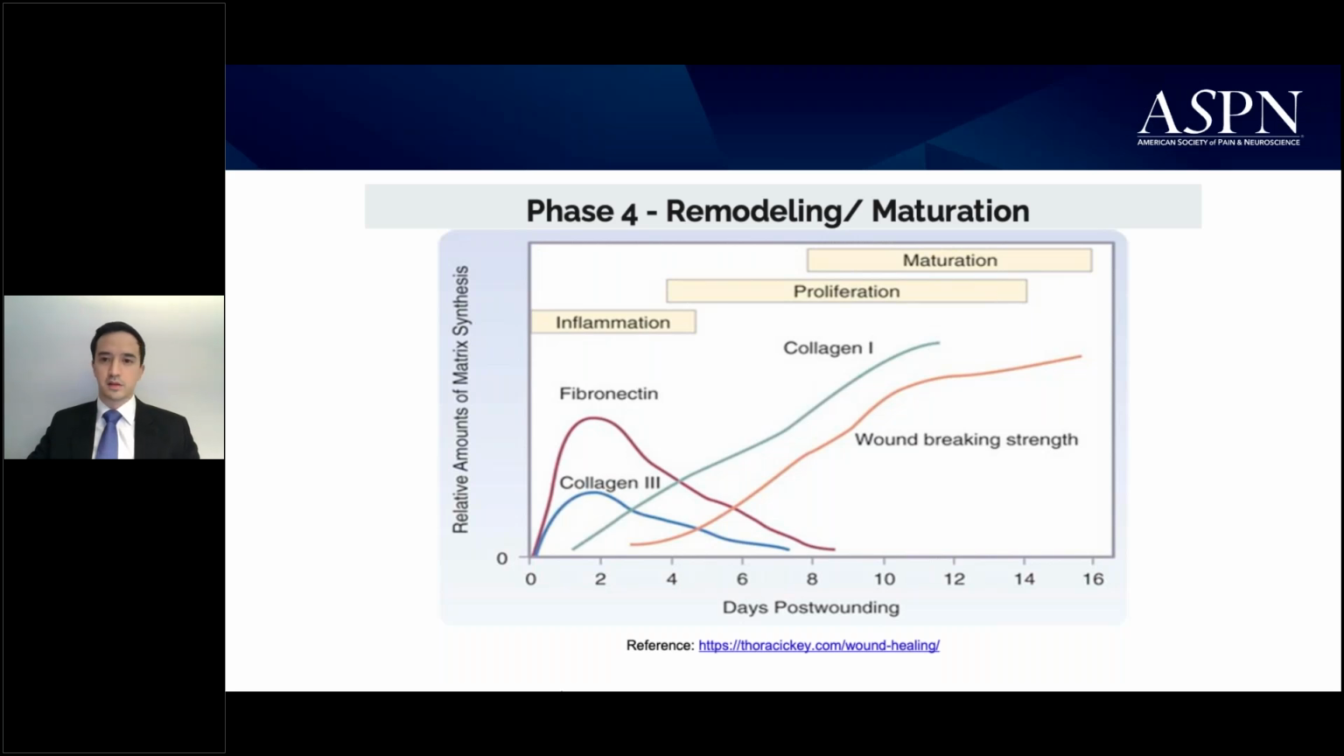So this last graphic serves to demonstrate that flux of tissue composition that I just went over, with fibronectin and collagen type 3 being the most predominant matrix components within the first 2 phases, and collagen type 1 increasing in predominance during that remodeling phase. Ultimately, this increases the tensile tissue strength or wound breaking strength, as you can see here.